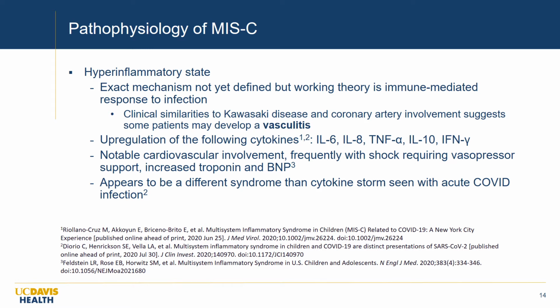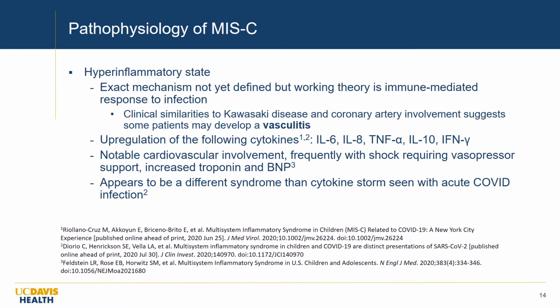We do know that there's a significant cardiovascular component to this entity, and so a lot of these patients have elevated troponin and BNP, and why exactly that occurs is not quite clear. So the mechanisms there have not yet been worked out. There have been some researchers that have actually compared the cytokines that are upregulated in acute COVID infection as compared to those that are upregulated in the setting of MIS-C, and they are slightly different. So this does seem to be immunologically a different syndrome than the cytokine storm that we often hear about in older adolescents and adults.